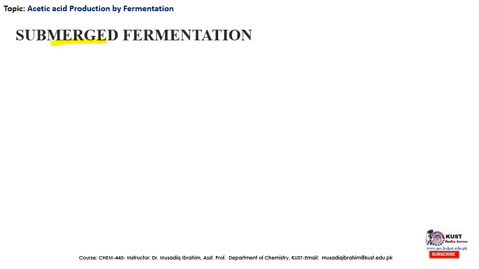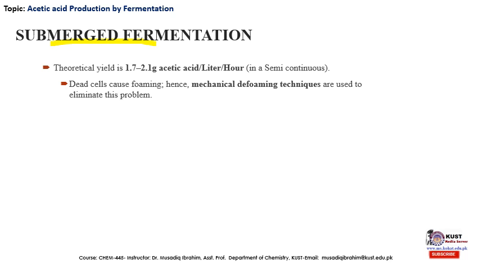Now, in case of the submerged fermentation process for the production of acetic acid, the theoretical yield is 1.7 to 2.1 grams of acetic acid produced per liter per hour in a semi-continuous batch. And during the production of the acetic acid, the dead cells of the bacteria cause foaming. So in order to remove this foaming, mechanical defoaming techniques are used.